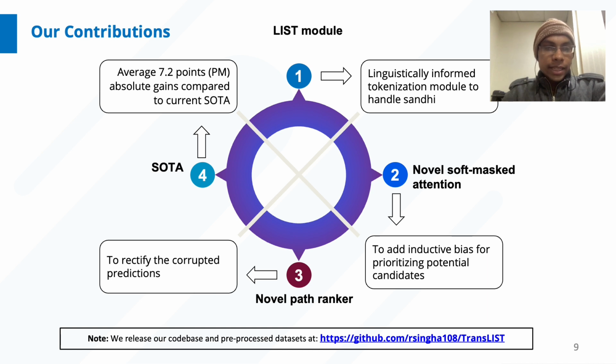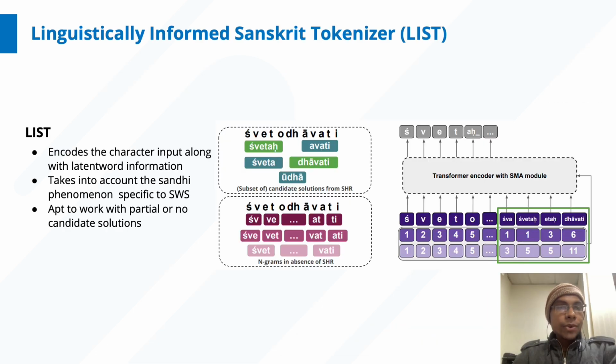Our code base and all the datasets are publicly available for future research. Let us understand each module briefly. Coming to the first module, LIST. LIST encodes the character input along with the latent word information. So these are the character inputs, and word information is integrated.